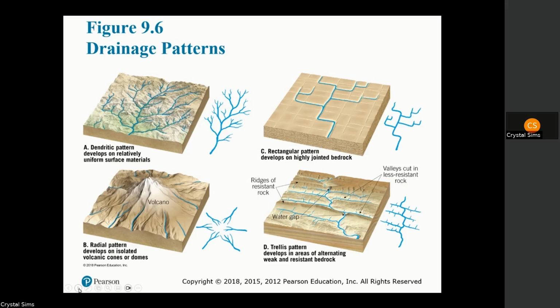And then we can have a trellis pattern, which kind of resembles the dendritic pattern, but it is more of a rectangular shape, and the tributaries are nearly parallel to one another. And this is where we find this in areas where we have alternating bands of resistant bedrock and weaker bedrock.